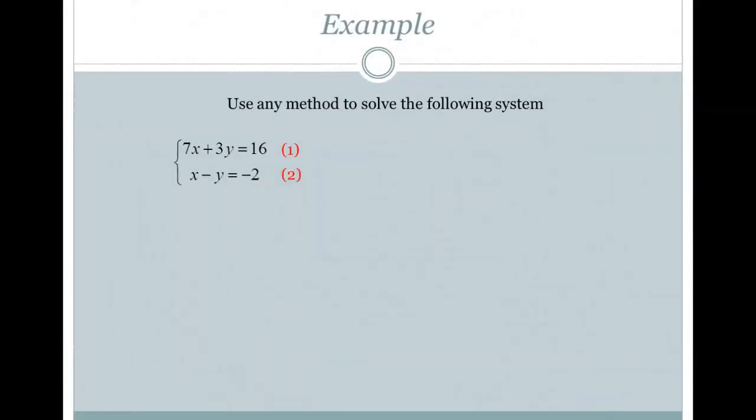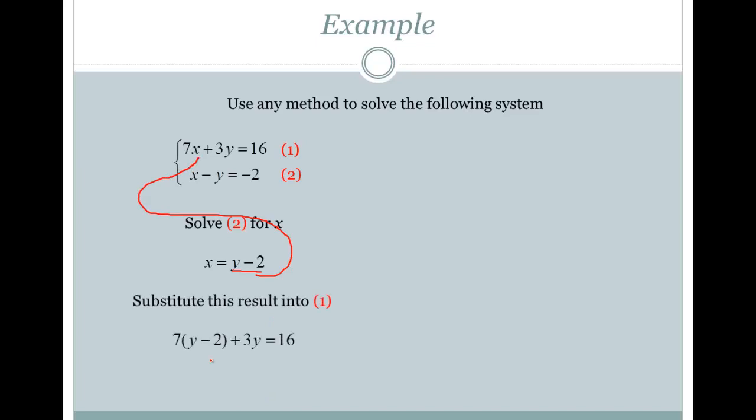Let's look at determining whether or not we should use substitution or elimination in a couple examples here. Here's an example: 7x plus 3y equals 16, and x minus y is equal to -2. Personally, at this point, I'm thinking about solving this second equation for x. So I'm going to do this one with substitution. It's rather easy. If I solve 2 for x, I'm going to get x is equal to y minus 2. And now I'm going to take this value right here and plug it in wherever I see an x in the first equation, which is right there.